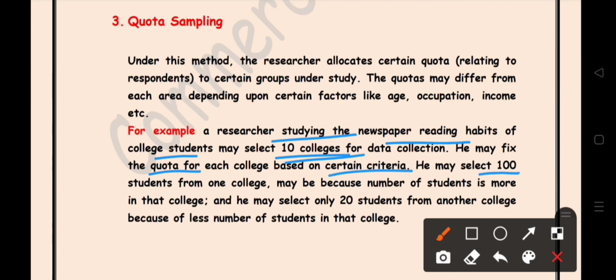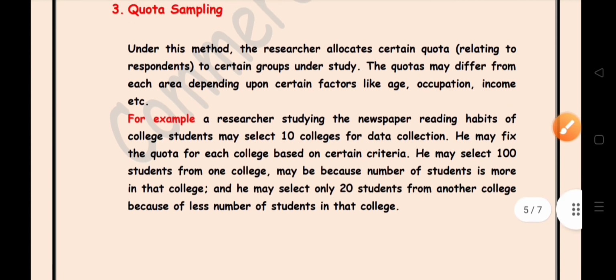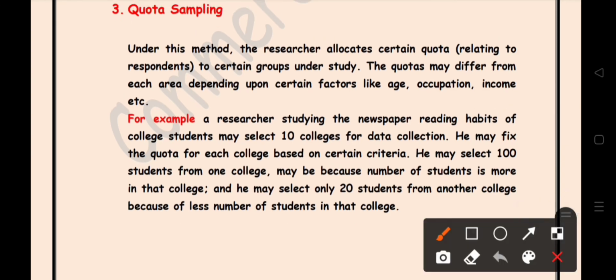He may select 100 students from one college, maybe because the number of students is more in that college, and he may select only 20 students from other colleges because there are fewer students in those colleges. So in this example, the researcher is not going to select the same number of students from each college. That means he is not using the same method or same parameters for each college.